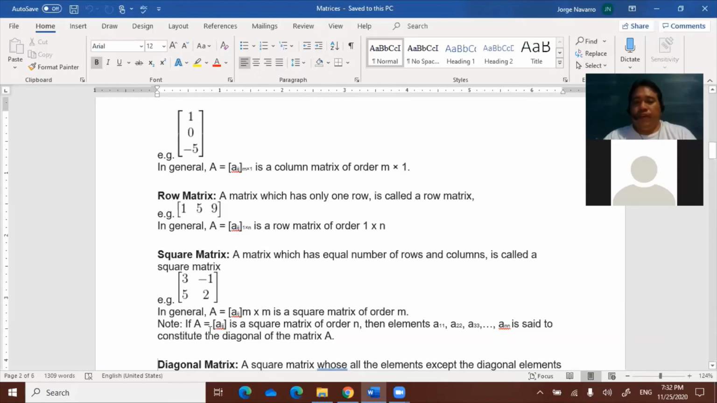If the matrix A is a square matrix of order n, then the elements A11, A22, A33, until it reaches Ann, are said to constitute the diagonal of the matrix A. We're going to get into that as we go along, because for a diagonal, you have two types. There is the leading diagonal, which in this case is the 3 and the 2, and you have the non-leading diagonal, which is the -1 and 5. So we have two types of diagonals.